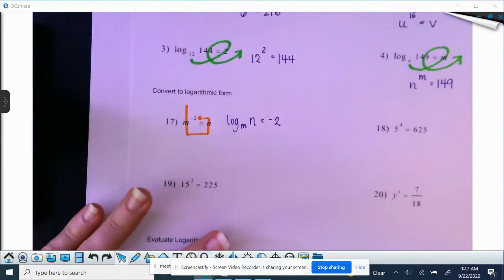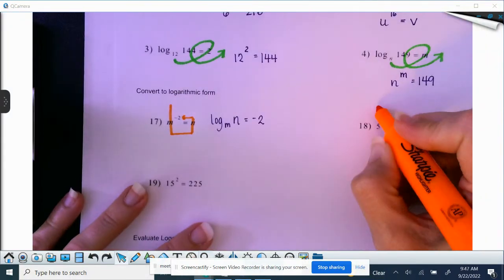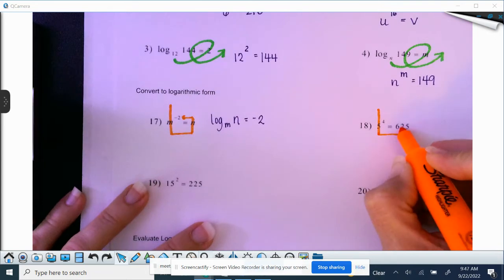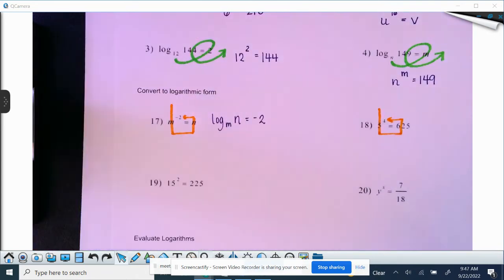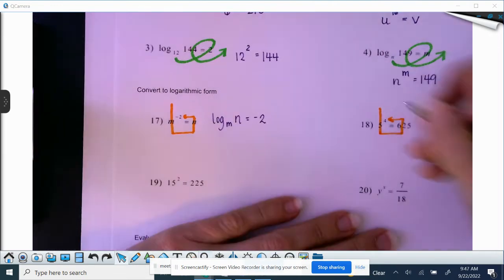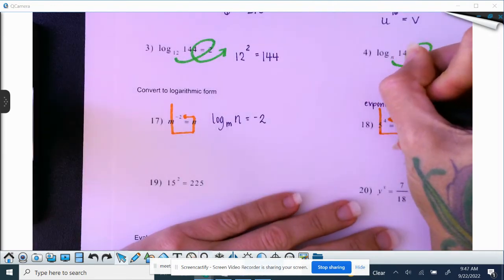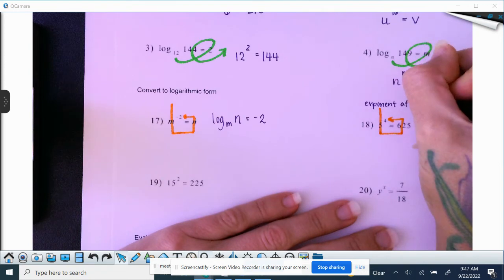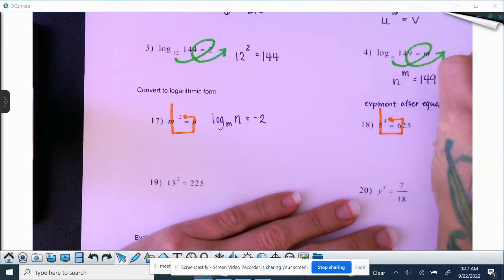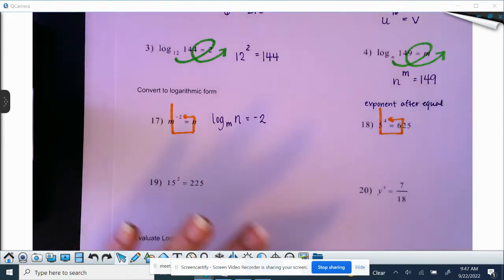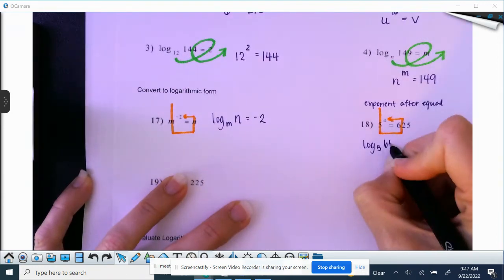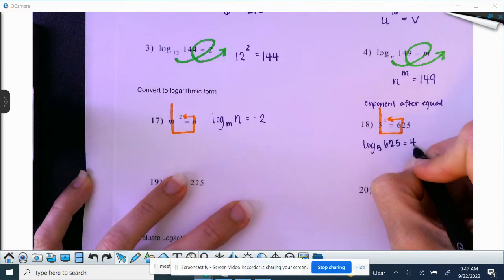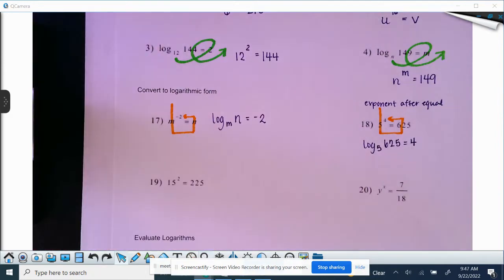So again, an ugly L. Push the base into the basement of 625. Exponent is after equal. That's the other way that I've memorized it. So exponent is after equal marks, and that's the double E's. So log base 5 of 625 is 4. And it doesn't matter how ugly they look. I mean, it is just that exact pattern.